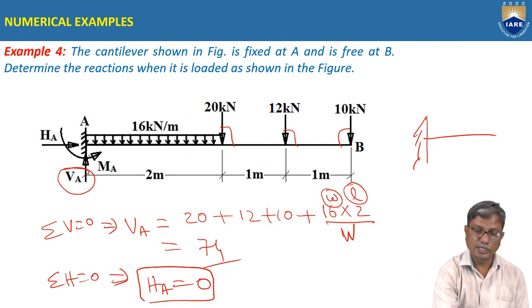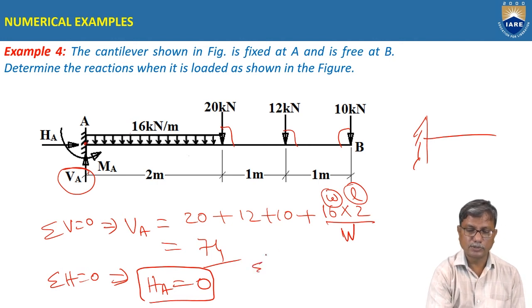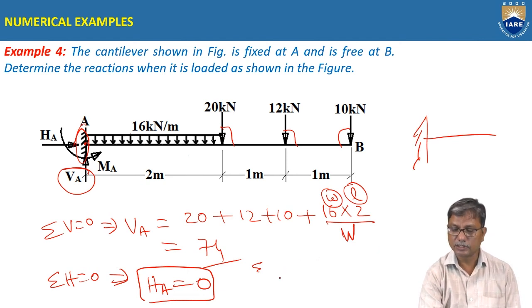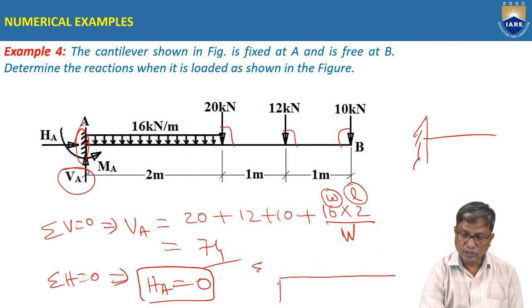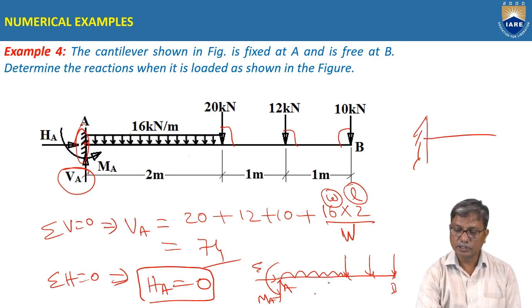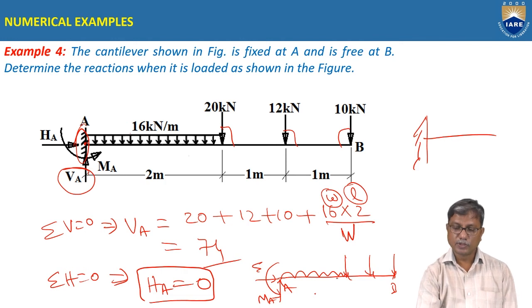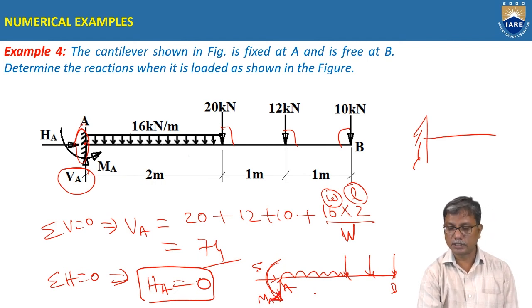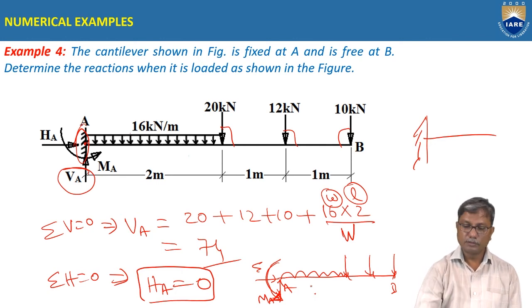And coming to moment MA, we replace this support. We will draw the free body diagram first, isn't it? How will the free body diagram be? We replace this support by the reactions and forces. So now for equilibrium, sigma MA equal to 0. Let us suppose the moment produced by the support is MA and we are taking it in the anti-clockwise direction.